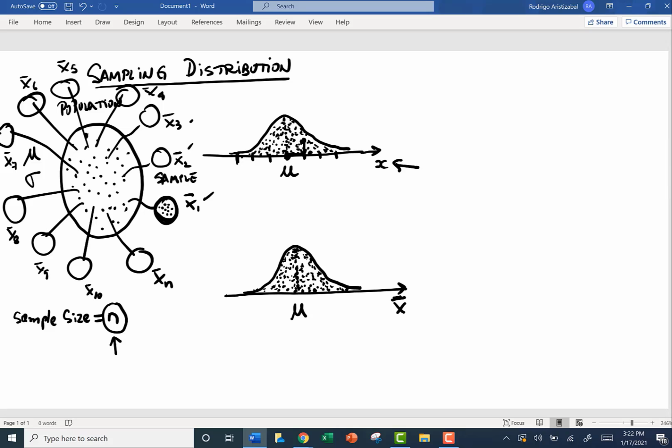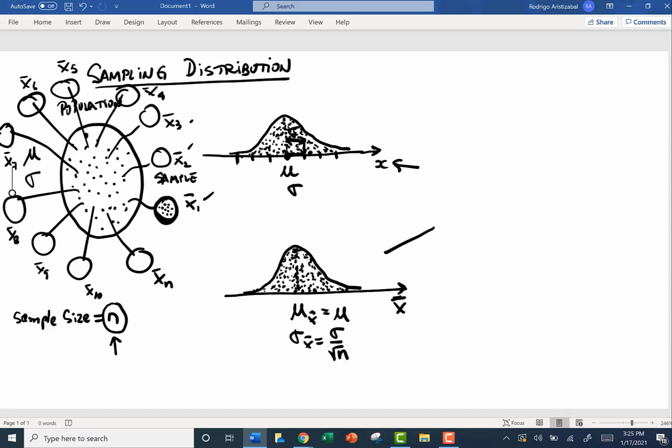One important characteristic of this distribution is that the mean of all sample means will be the mean of the population, that will be the center of the distribution, and the standard deviation of all sample means will be the standard deviation of the population divided by the square root of n. Remember that the standard deviation of the population in this graph is equivalent to this distance. That is the standard deviation of the population.